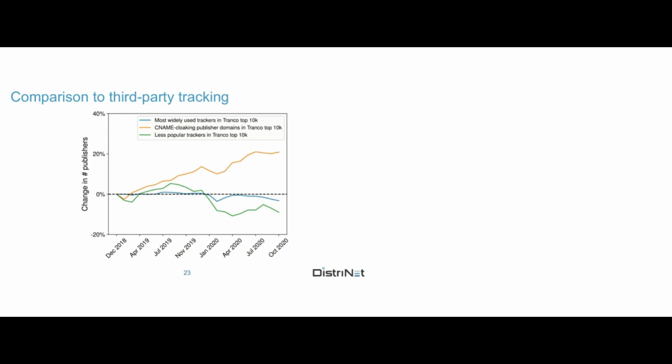We wanted to compare the use of CNAME-based tracking to third-party tracking. For this, we had a look at the most popular websites, and we see that throughout the measurement period, the use of CNAME-based tracking on popular websites has increased by 21%, while the use of third-party trackers that are popular remains stable, and the less popular ones is slowly decreasing.